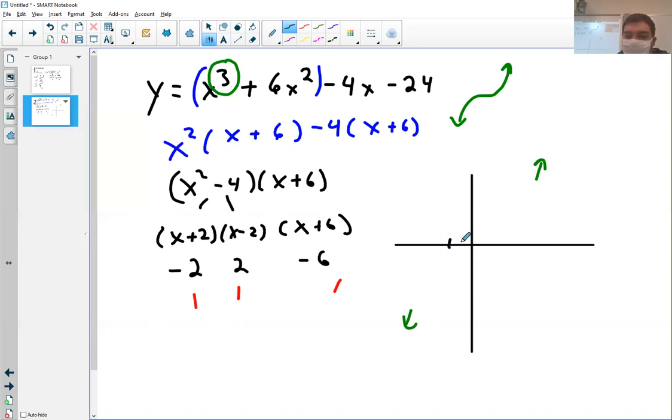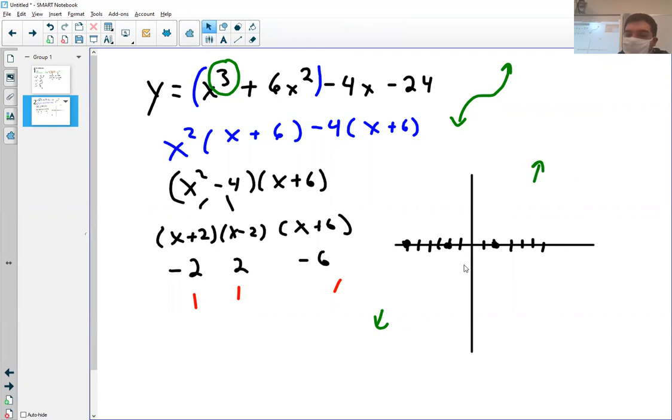Now my x-intercepts are negative 2, 2, and negative 6. So negative 2 would be right here. Positive 2 would be right here. And let's say 6 is right here. Oh, it's negative 6, you're right. So not positive 6. 1, 2, 3, 4, 5, 6.